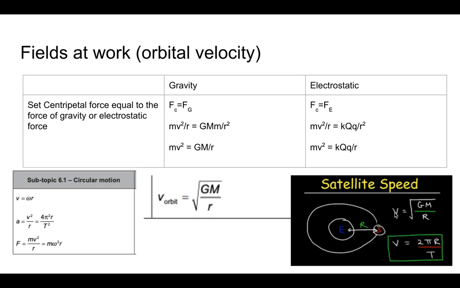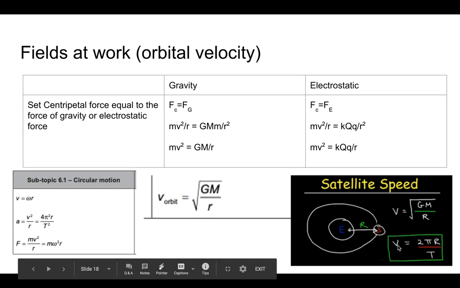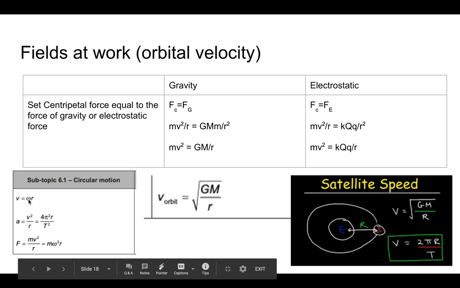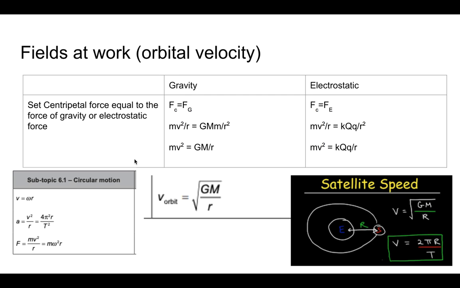Now, recall back to circular motion. In circular motion, v is equal to 2 pi r, the distance around the circle, divided by T, the period, the time around the circle. That comes from circular motion, omega being 2 pi over T. So that's for orbital velocity.